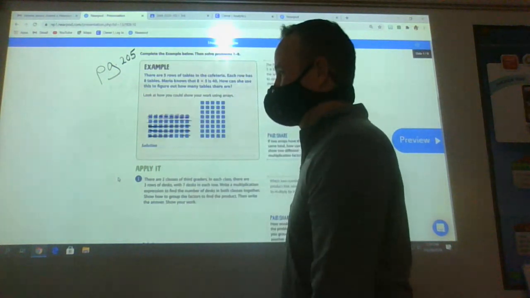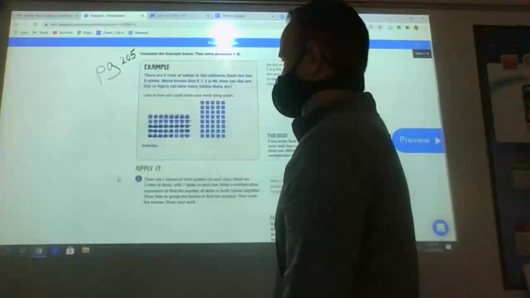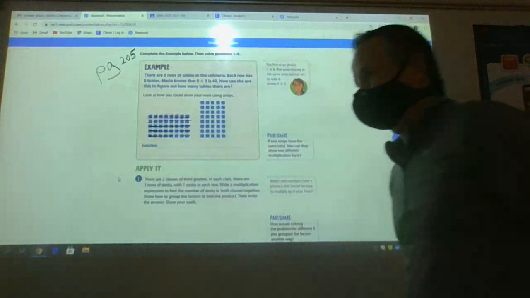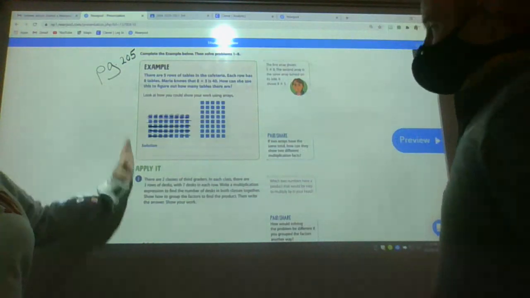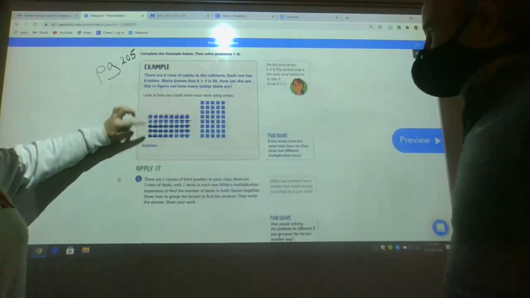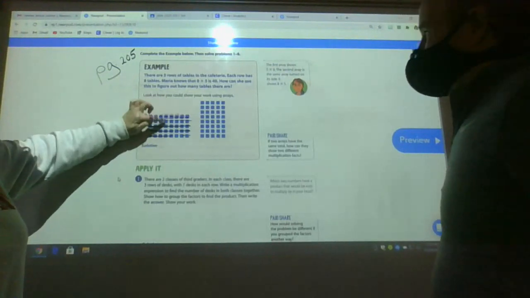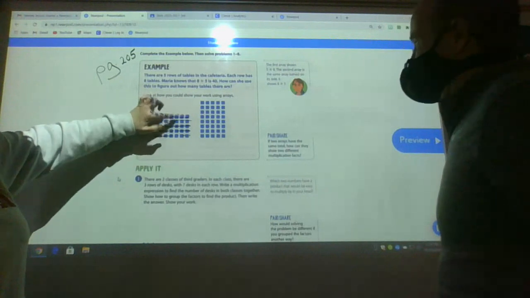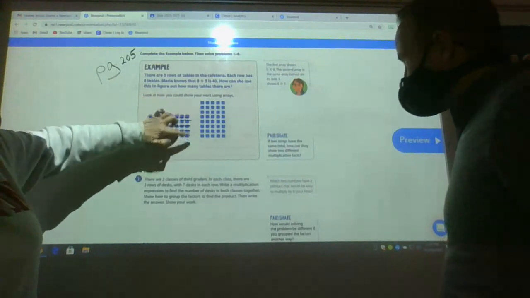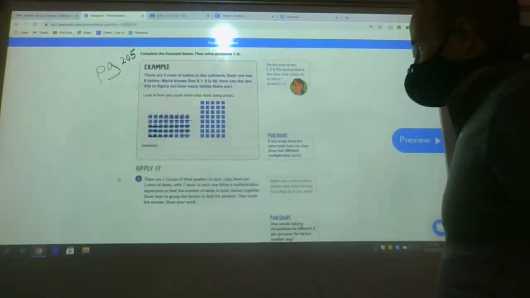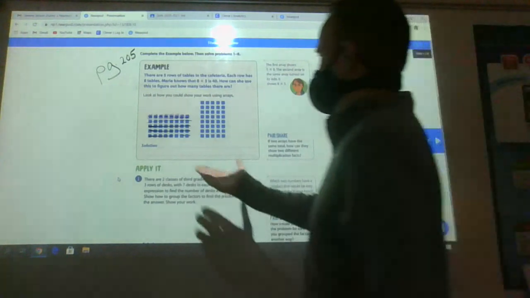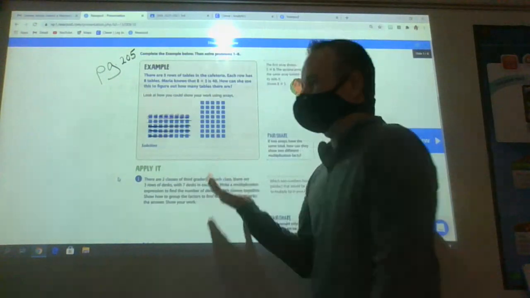Yeah, 8 columns too. Oh, I like that. What do you mean? Will you explain that? Remember, because columns go up and down. Oh, that's right. So 1, 2, 3, 4, 5, 6, 7, 8 columns. Nice. Well, how can we use this to figure out how many tables there are?